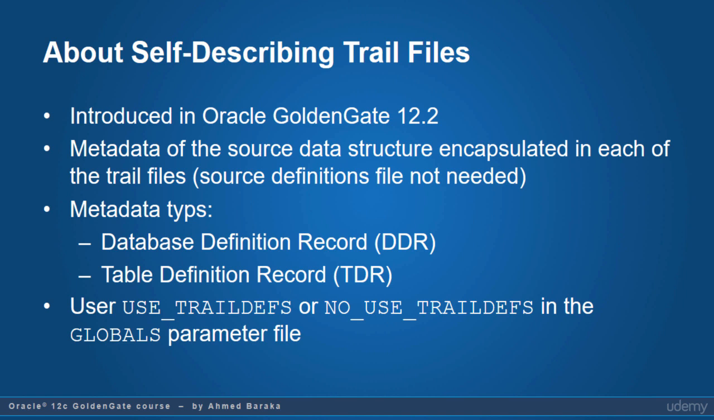If you want Oracle GoldenGate to use the previous format of the trail files, use the parameter NOUSENEWTRAILDEF in the globals parameter file. This is the default for backward compatibility. You use it if the GoldenGate of the extract process is of a different version from the GoldenGate software used by the replicate process.